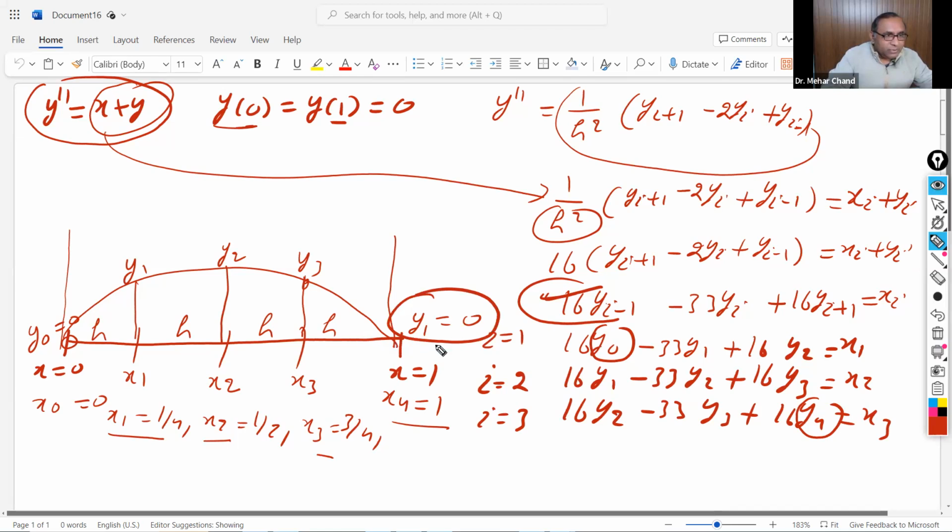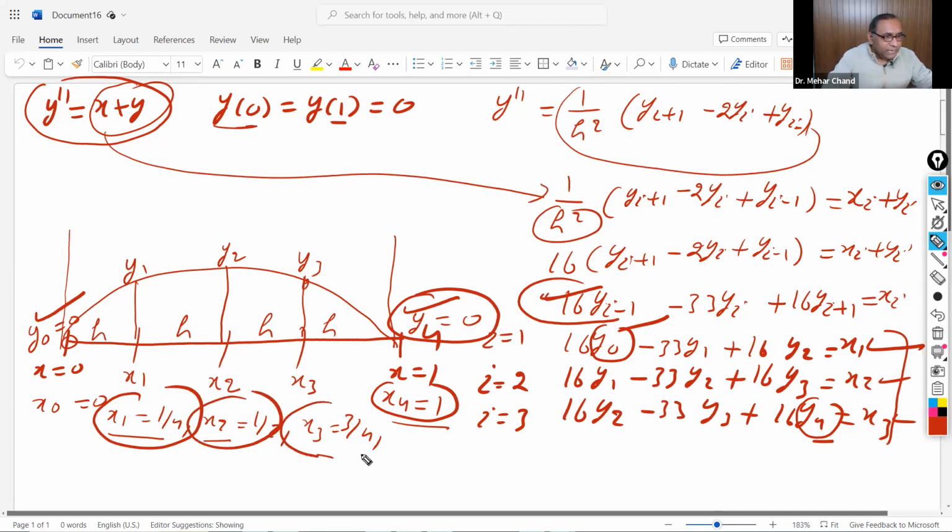Corresponding to x4, we have y4. So the values of y4 and y0 are both 0. So we have three equations, and these are the system of equations in y1, y2, and y3. We have the values of x1, x2, and x3.